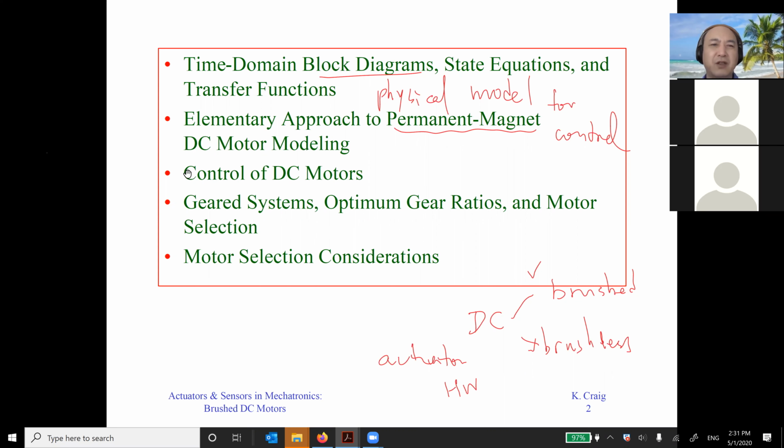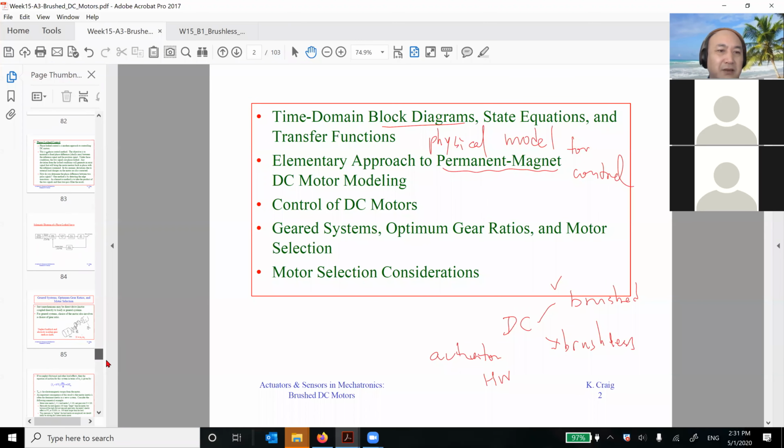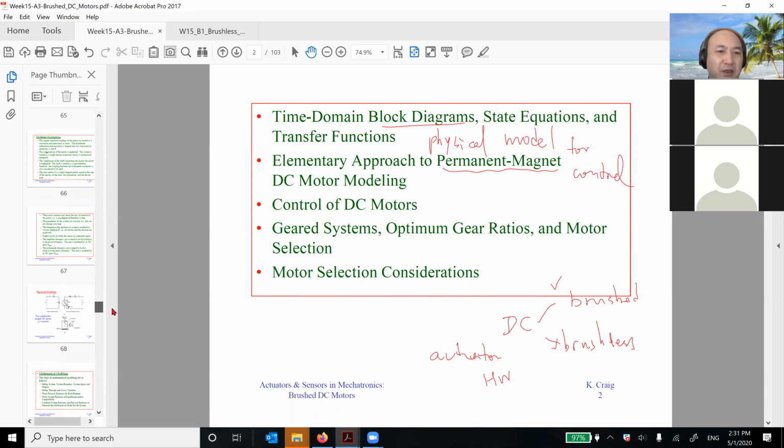So we are going to talk about controls of DC motors and its gear systems and gear ratios, and motor selection rules of thumb and those considerations. So here we come to the control part.